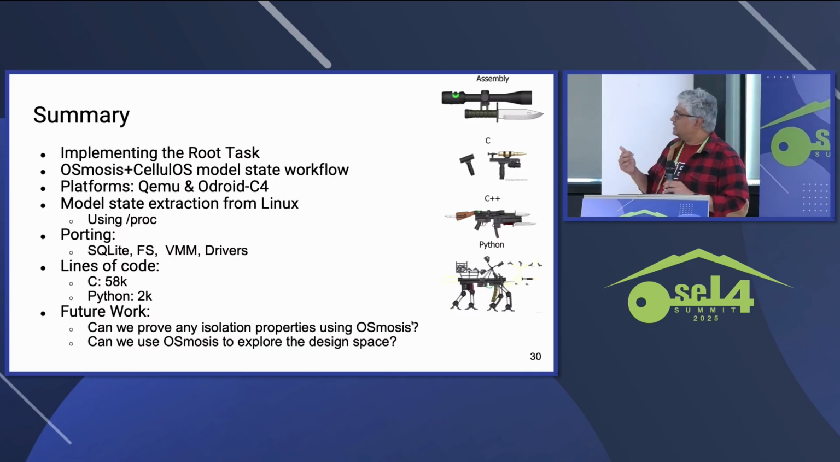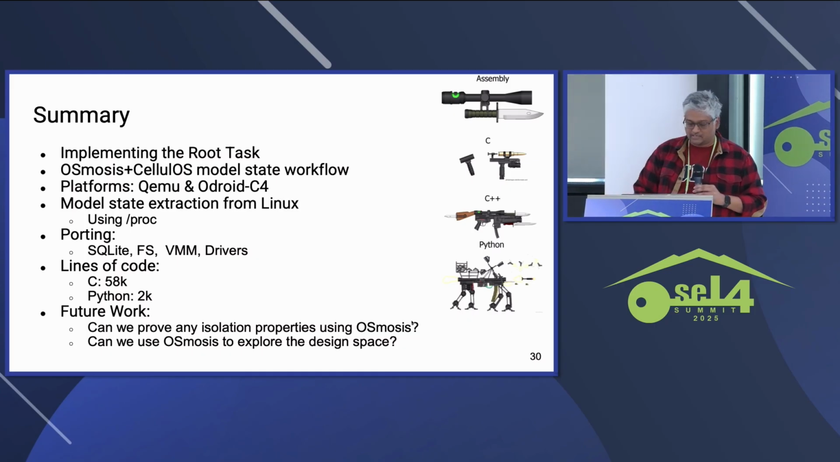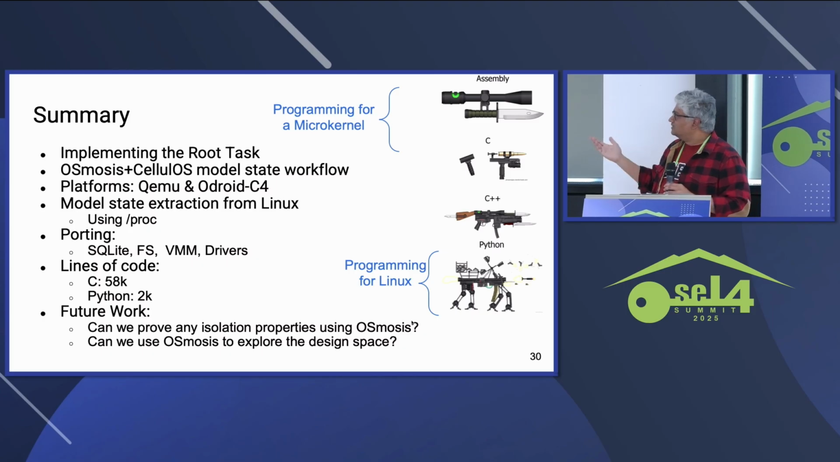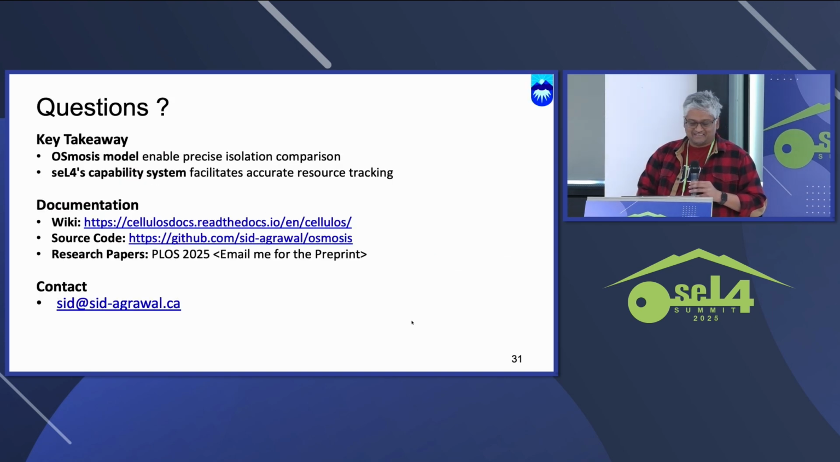And this is a meme which has been around for a long time. Programming in assembly is like working with a knife, and programming in Python is like an extremely complicated gun. And I draw parallels with working on a microkernel and programming for Linux. I find this useful. If somebody finds a gun offensive, I'm sorry about that, but it just felt appropriate. And that's all. I'm happy to take questions.